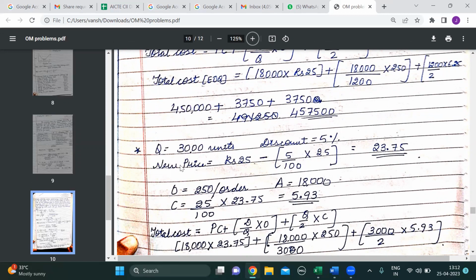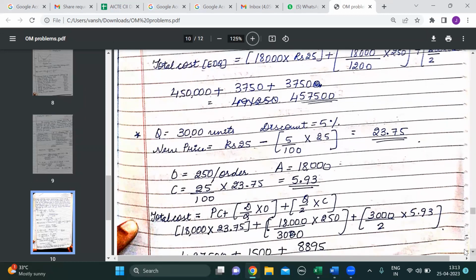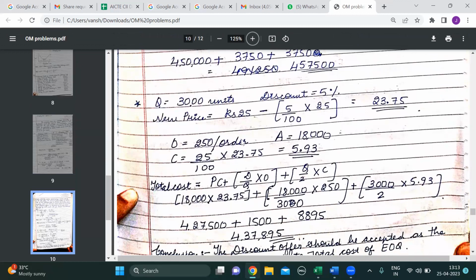So what will happen to our price? 25 rupees minus 5% discount. You will get the new price as 23 rupees 75 paise. Ordering cost will remain as it is, 250. Annual consumption is 18,000 units, but we'll place an order of 3,000 every time. Carrying cost will change because it is 25% of unit cost. Unit cost has decreased, so 25% of 23.75, 5.93 will be the carrying cost.